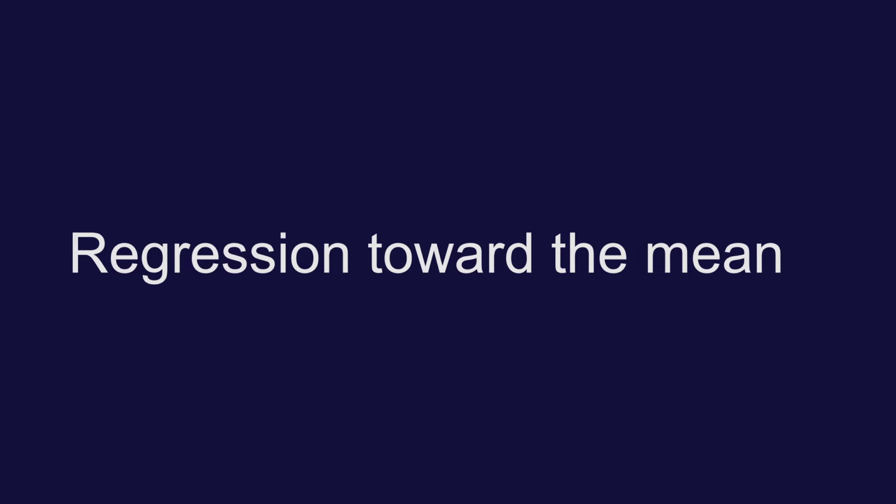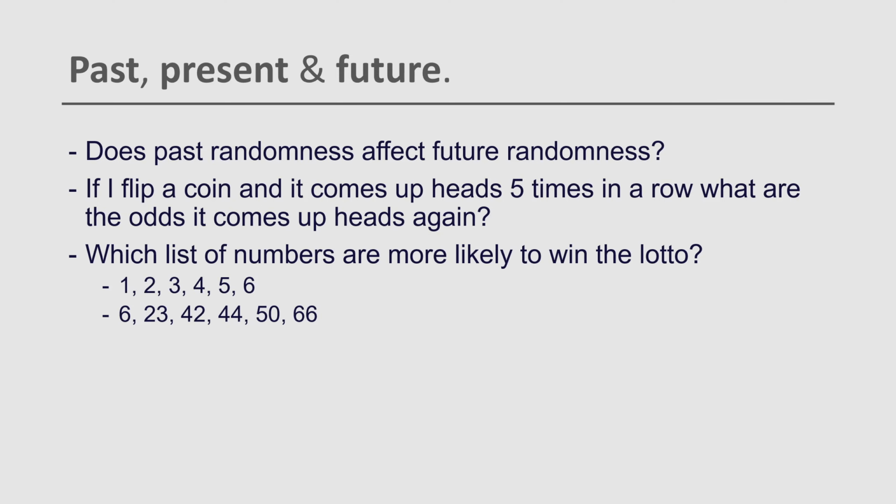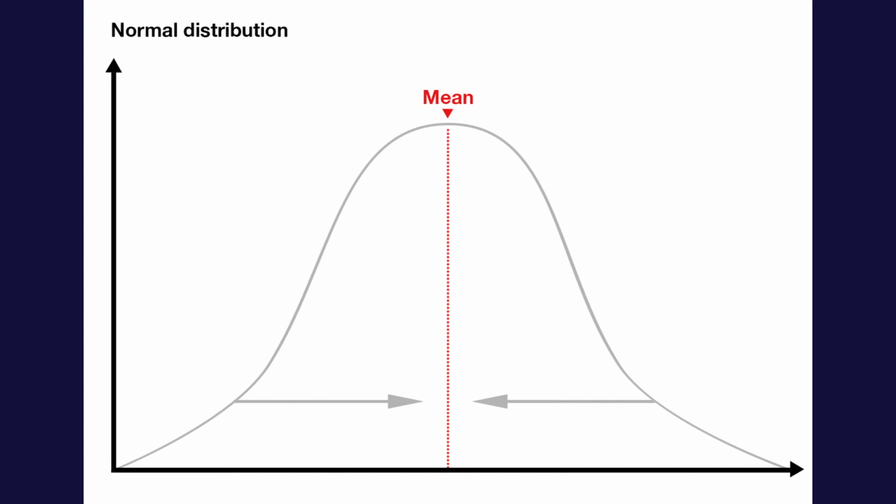Regression towards the mean is another thing that's important to think about. It's how past randomness can affect future randomness. Sorry, that's the wrong slides. This is regression towards the mean, basically. So in a normal distribution, there is a mean, which is the average, and generally in a normal distribution, things will start to regress towards the mean.